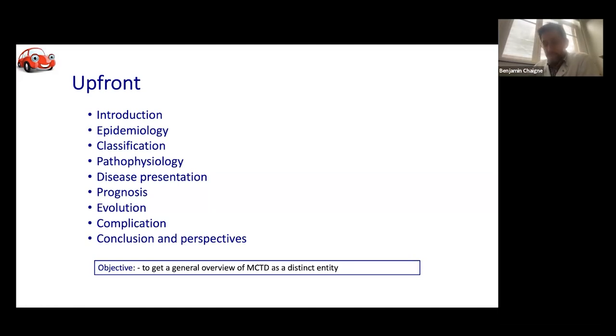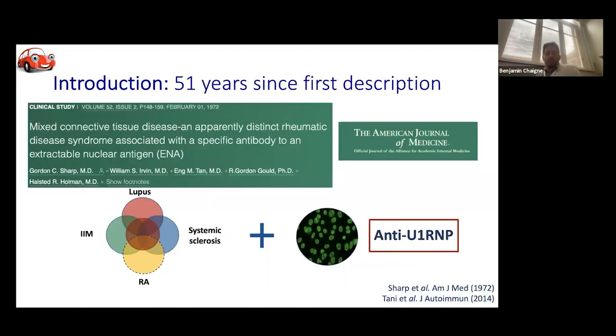end of the presentation. So as an introduction, what we can say is that Sharp syndrome, which is now commonly known as MCTD, mixed connective tissue disease, was described more than 50 years ago by Gordon Sharp, published in the American Journal of Medicine. And basically what he said was that there is one connective tissue disease for which patients present with features of lupus, systemic sclerosis, rheumatoid arthritis, or inflammatory myopathy, along with the specific presence of anti-U1 RNP antibodies. And he defined this disease as MCTD.